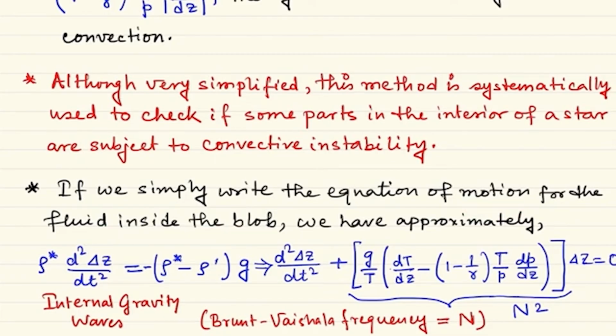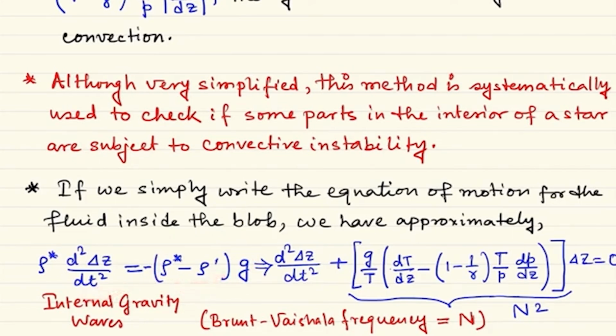So we would like to see what happens to the dynamics of the blob. Of course, for the blob we can approximately write rho star. When the blob is displaced, the force density equation for the blob is nothing but rho star d2 delta z dt2. That is its instantaneous acceleration, which will be equal to minus rho star minus rho prime times g. So that is the effective gravity field which is acting on the blob.